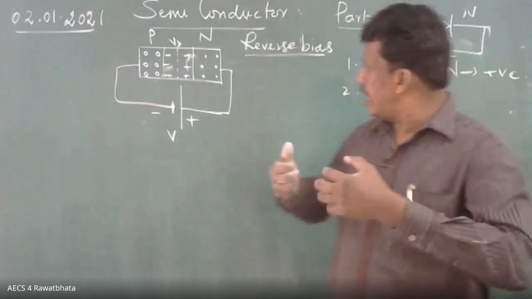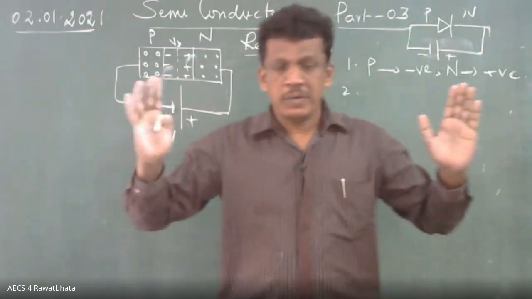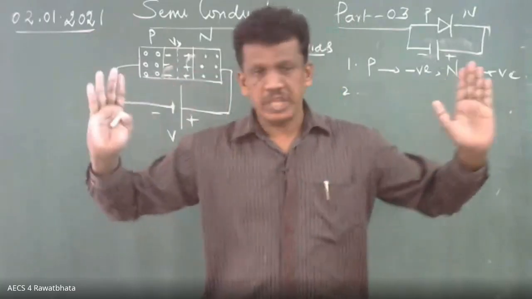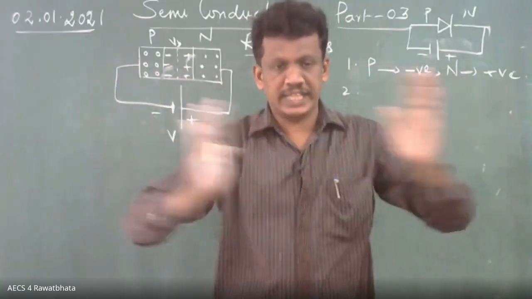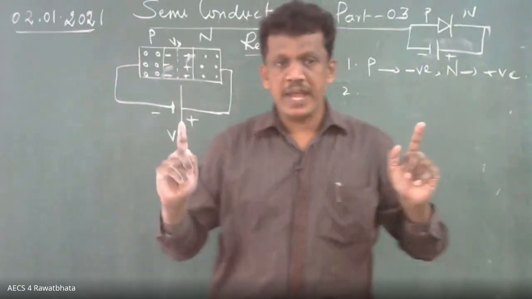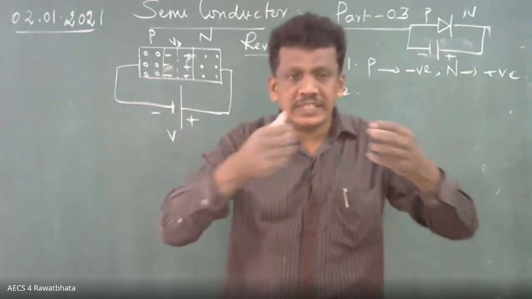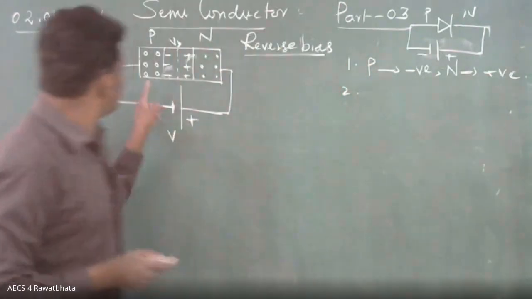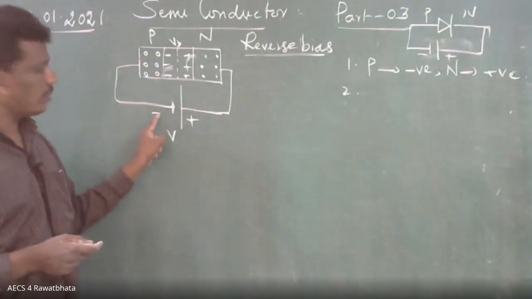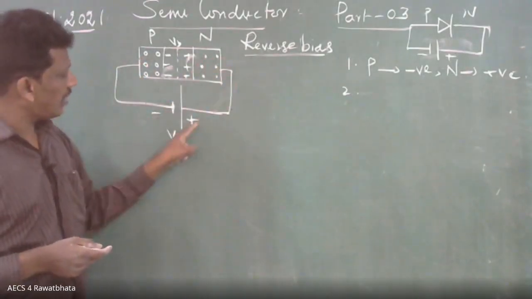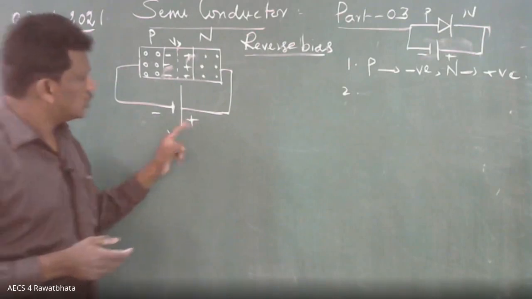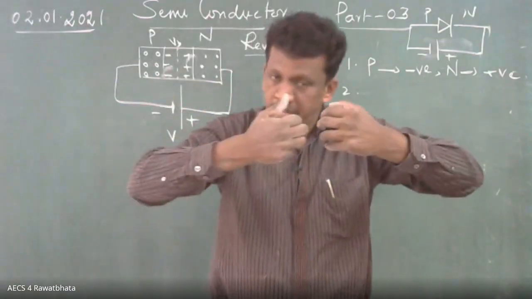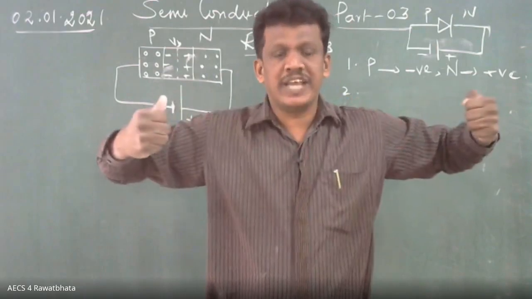Yes, because previously what happened? Previous case, forward bias, repulsive force. So they will be pushed towards the junction. But now what will happen? The majority charge carriers are attracted by the terminals of the battery. Holes attracted by negative. Electron attracted by positive terminal of the battery. So automatically they move away from each other. They move away from the junction.